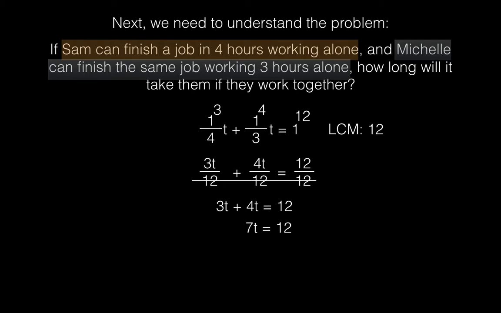Now you combine your like terms and you divide. T is equal to, now on your Math XL it wants a mixed number, so what you're going to say is 7 goes into 12 once with 5 left over, so it'll be 1 5/12 hours.